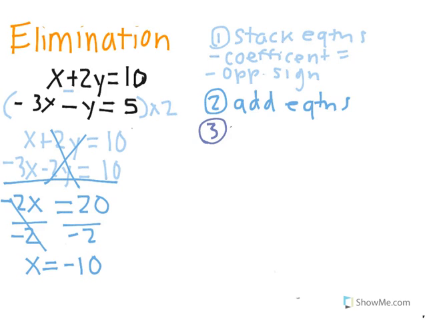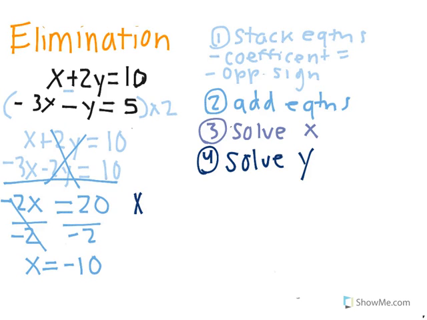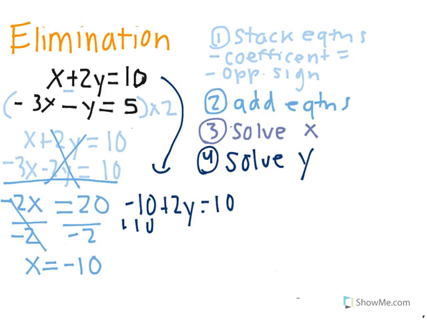Now my third step, well that was my third step, solve for x, or our first, or whatever you solve for first. I just solved for x first. And our fourth step is solve for y. I do this by plugging back into one of the original equations. I'm going to do this top equation. So it's going to be negative 10 plus 2y is equal to 10. Add 10, add 10, 2y is equal to 20, y is equal to 10.